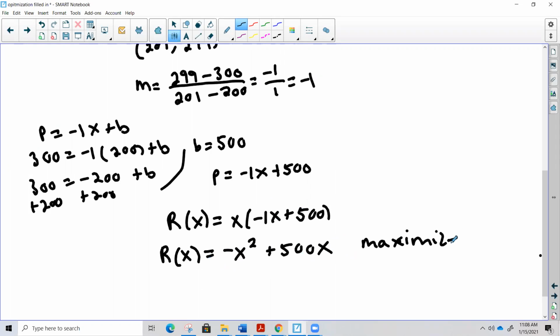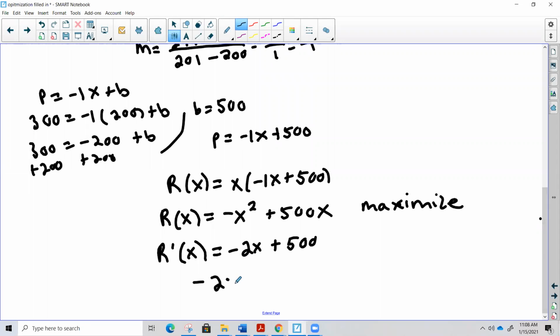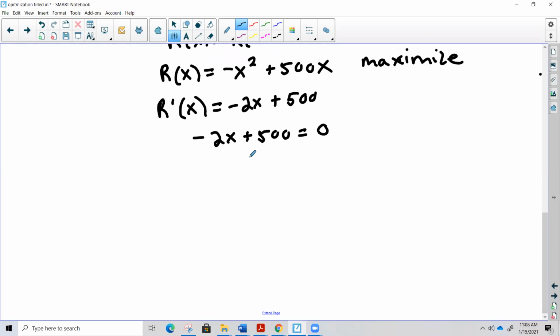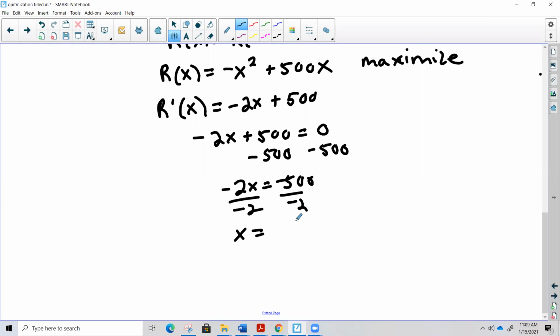Anytime I'm trying to maximize or minimize something, we find the critical points, which means we take the derivative and we set it equal to 0. So the derivative of negative x squared is negative 2x plus the derivative of 500x is 500. I'm going to set that equal to 0 to find my critical points. So I would subtract 500, or you can also add the 2x, whichever way you're more comfortable with. And then I'm going to divide by negative 2. Okay, and I get x equals 250.